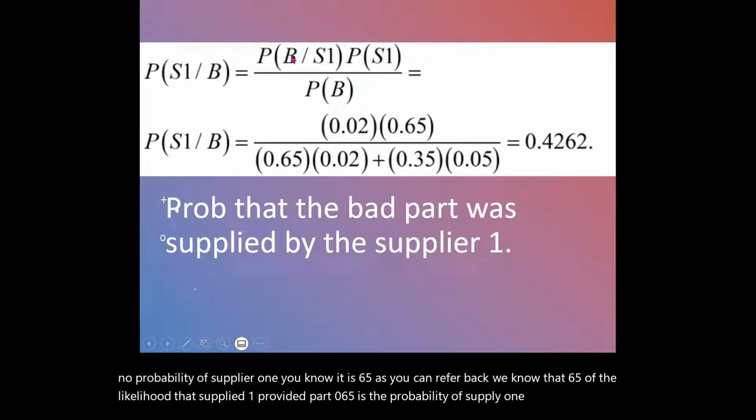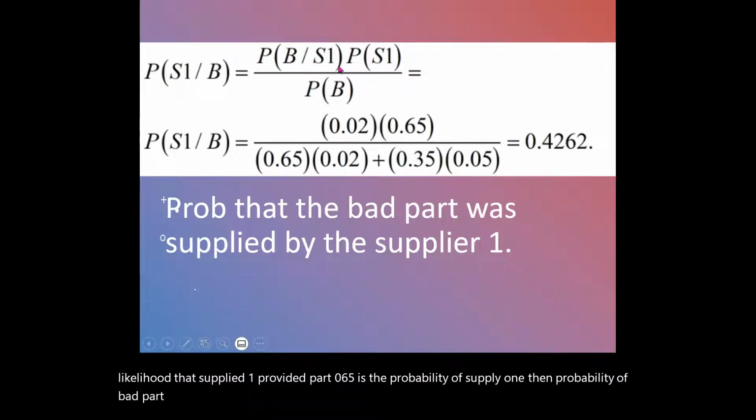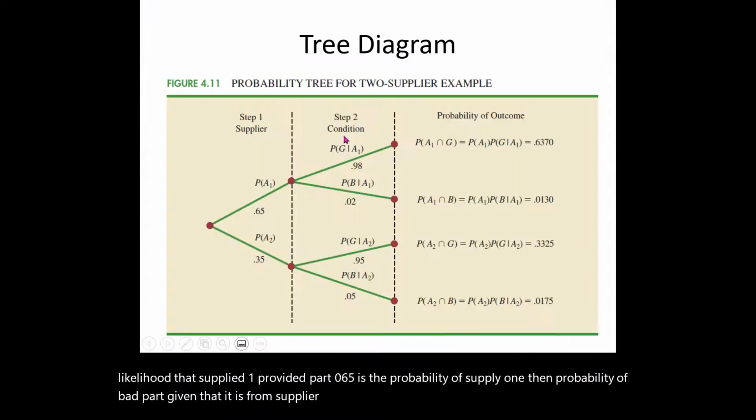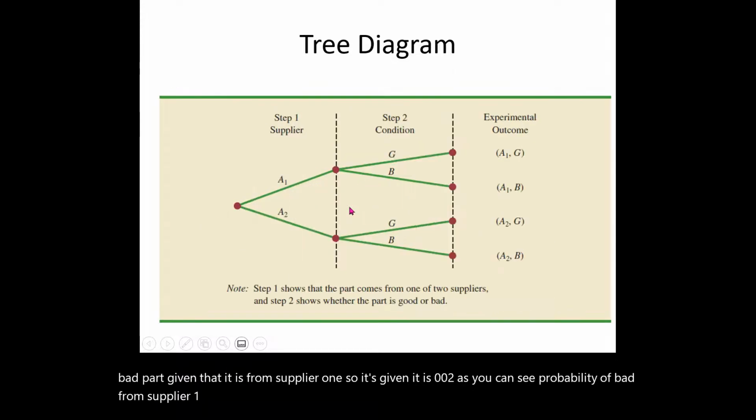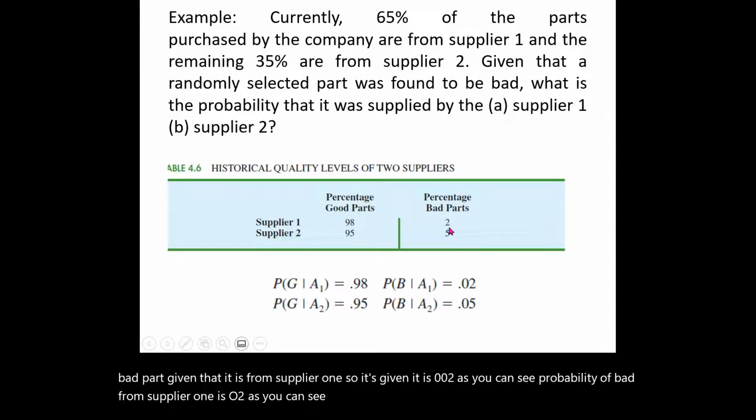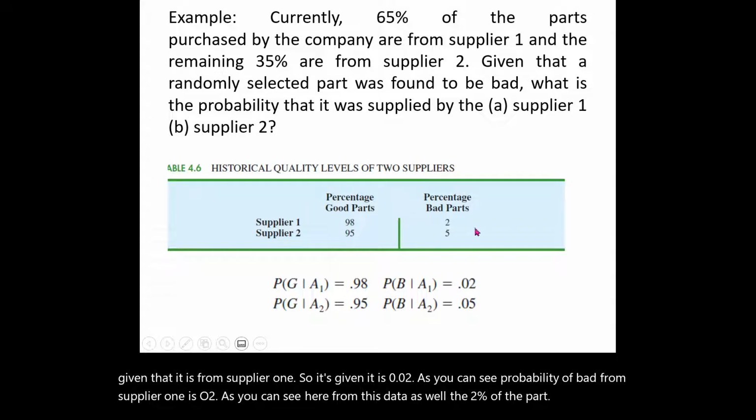Then probability of a bad part given that it is from supplier 1. It is given as 0.02. As you can see, probability of bad from supplier 1 is 0.02. As you can see from this data as well, 2% of the parts provided by supplier number 1 are bad.